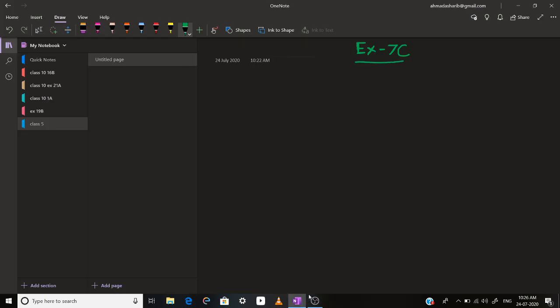Today I will do exercise 7C. Okay, so let us do the first question of this exercise. The HCF of the two numbers is 6 and LCM is 144. If one number is 36, find the other.